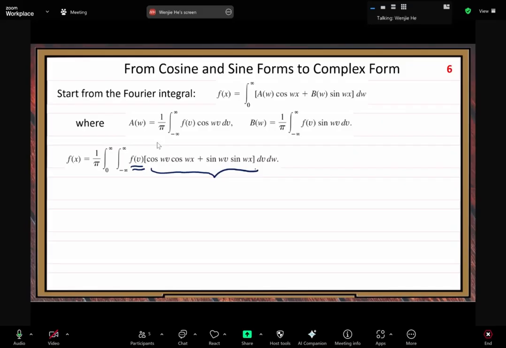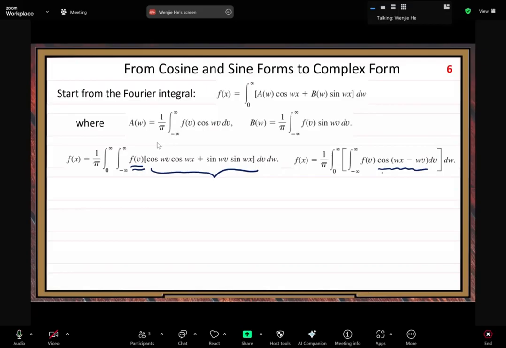It's a familiar formula, right? Cosine wv times cosine wx plus sine wv times sine wx. It's a well-known formula, so we're familiar with that. By that formula, it is cosine of parenthesis wx minus wv. Inside, it's a nice function.